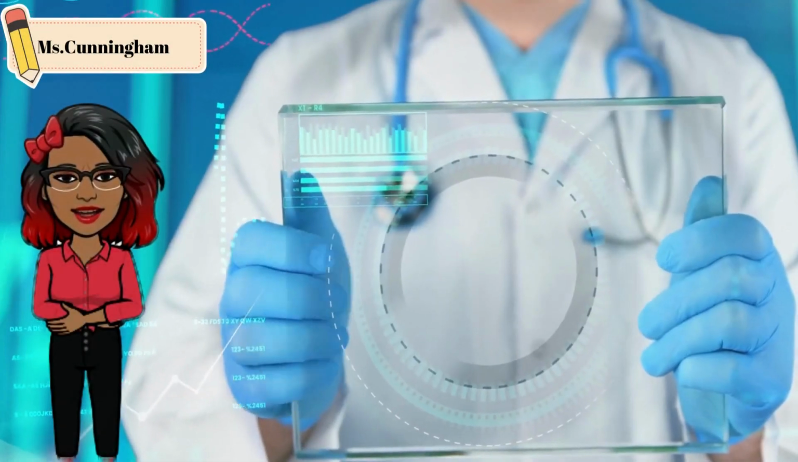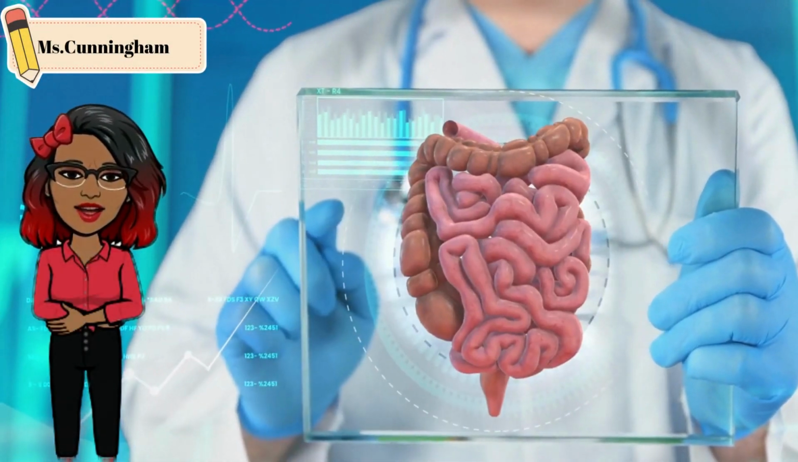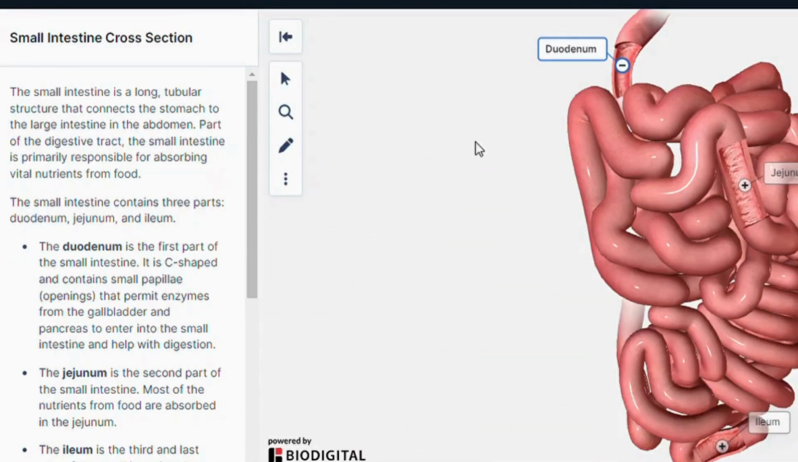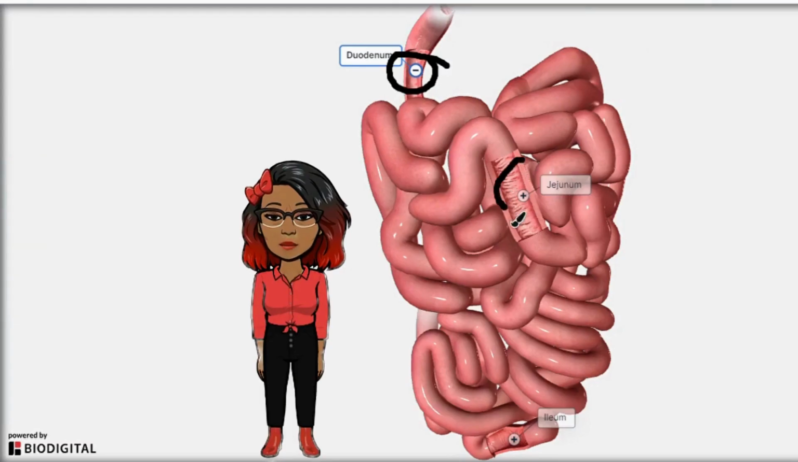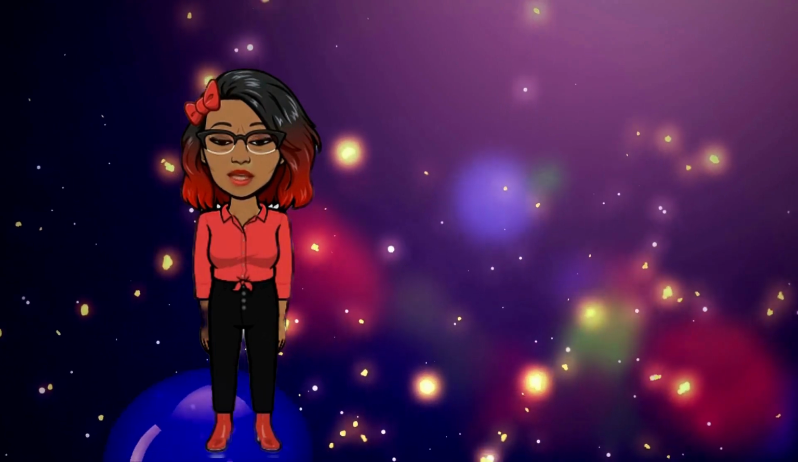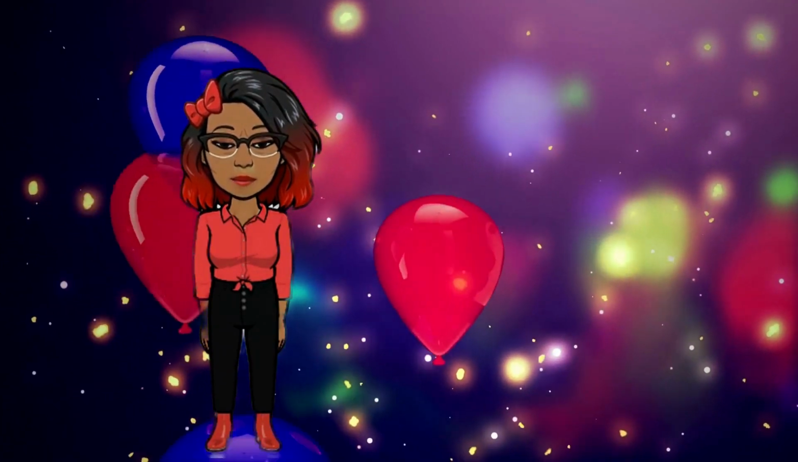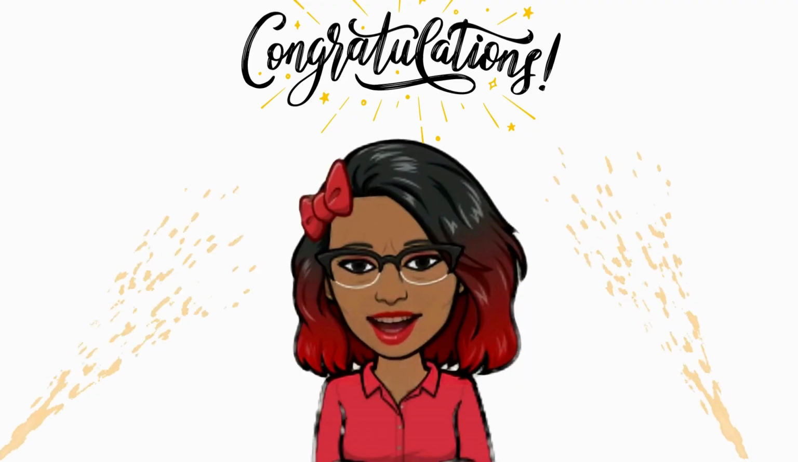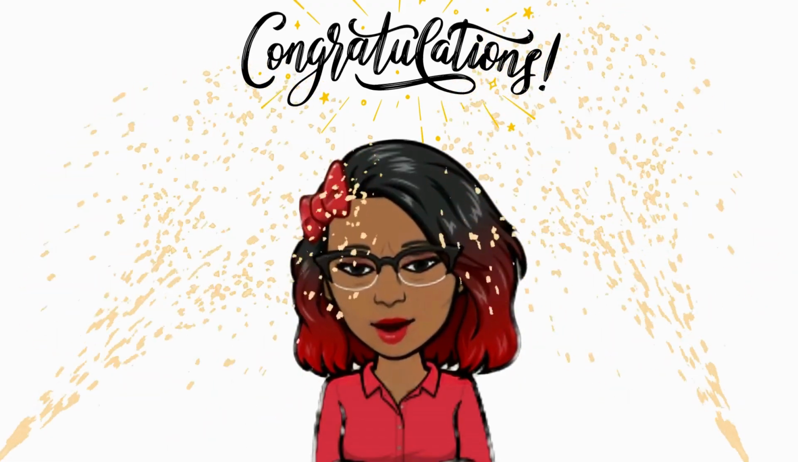Hello, class. Let's dive deeper into the concept of digestion. Today we will be exploring the small intestine. Can you name the 3 sections of the small intestine? The jejunum, ileum, and duodenum are correct. Excellent job. Let's look at its structure. What do you see? Villi is correct, Mark. You have earned a badge.